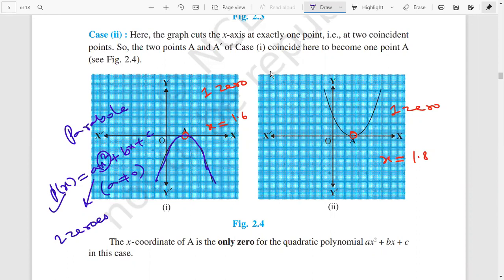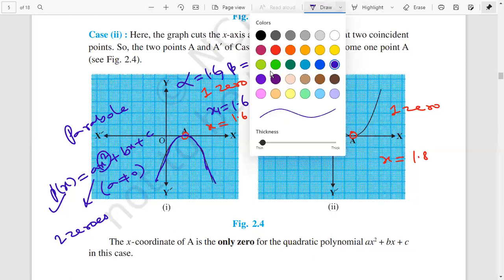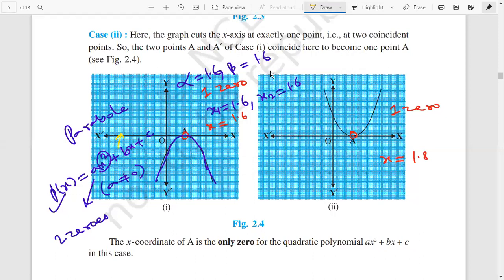So what we should conclude is that both the zeros will have the same value. That is, x1, the first zero, is 1.6, and x2 is also 1.6. We can say alpha is one root, 1.6, and beta is also 1.6. The two roots are there. For this equation, solving by the quadratic method or splitting the middle term, the 2 zeros will be alpha and beta. So both have equal values. Here also alpha is equal to beta is equal to 1.8.